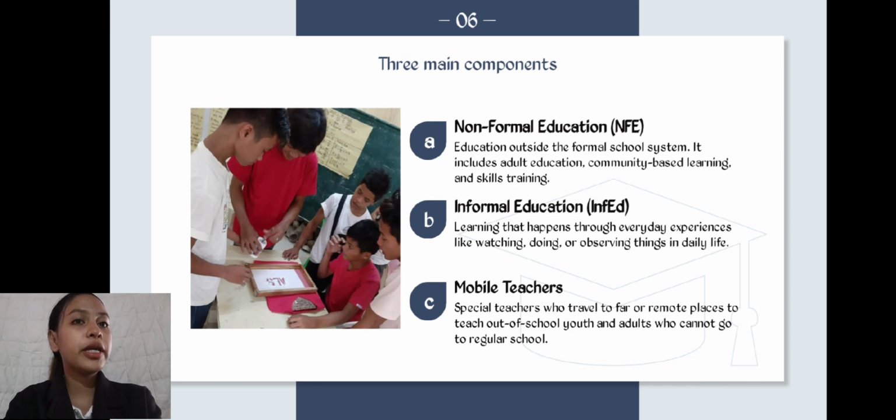For another instance, at home, Maria teaches her child how to count numbers and read simple words. She also learns how to cook by watching her mother and gains budgeting skills by managing her family's daily expenses. So this is informal education because she is learning from daily life experiences without a formal teacher or classroom.